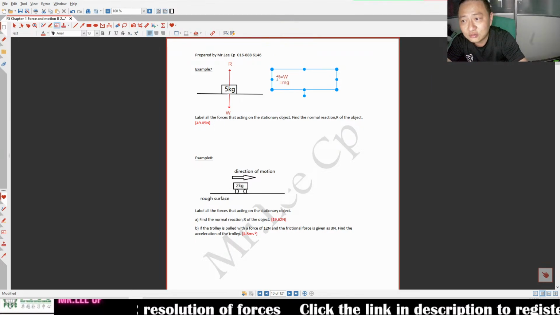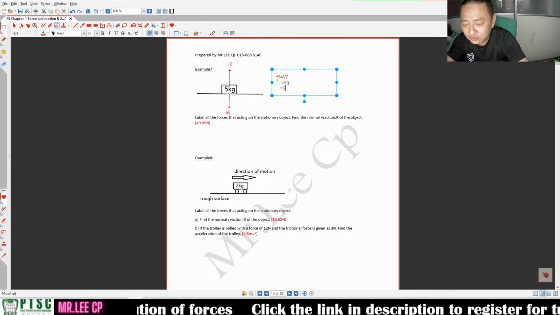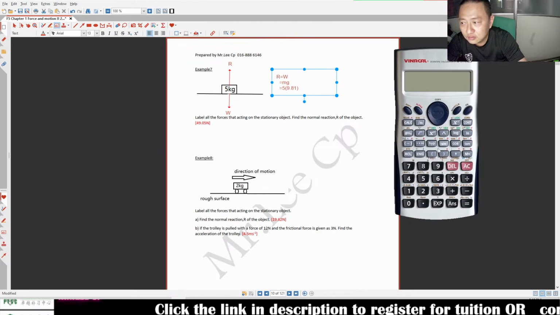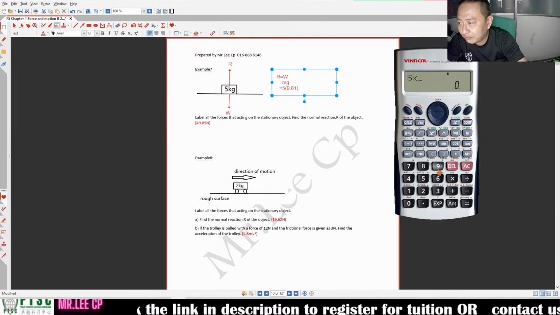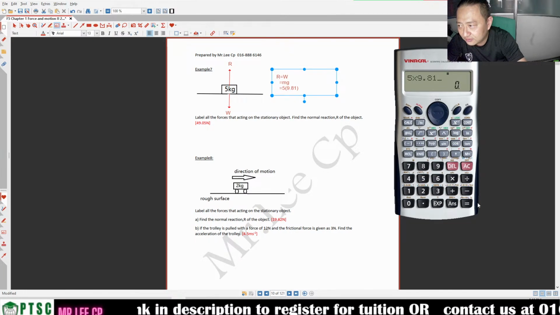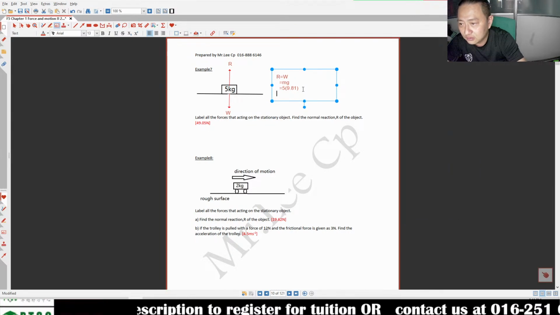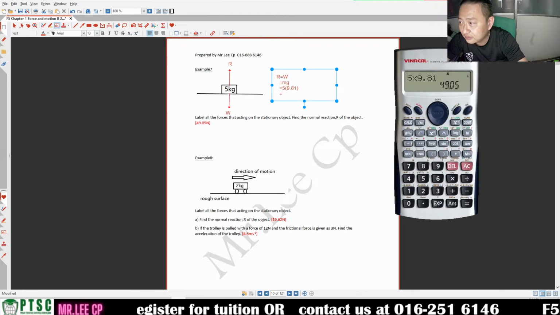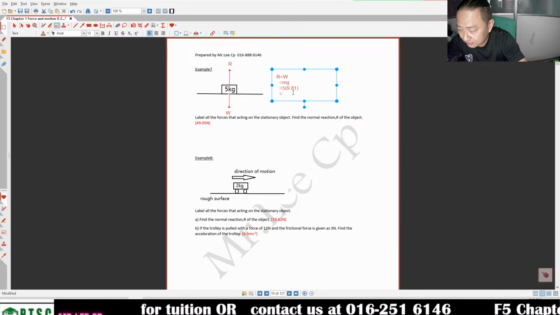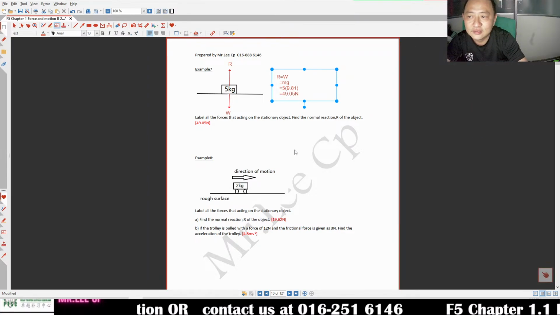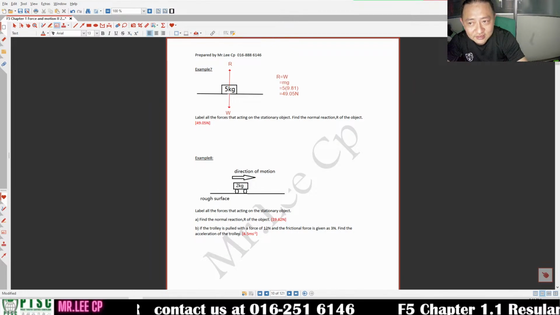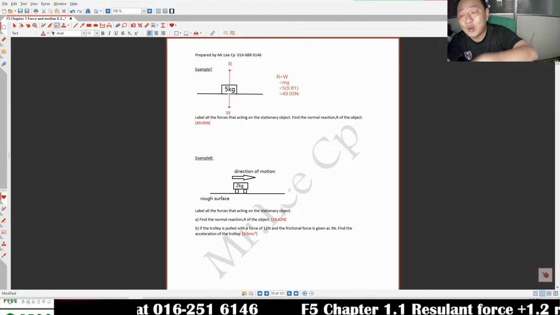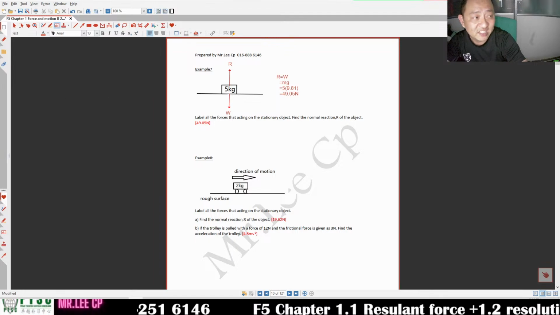W formula is mg. M is 5, g is 9.81. 5 times 9.81 equals 49.05. That's all. Are you okay with this? This kind of question can come out in SPM. Yes, it can come out in SPM.